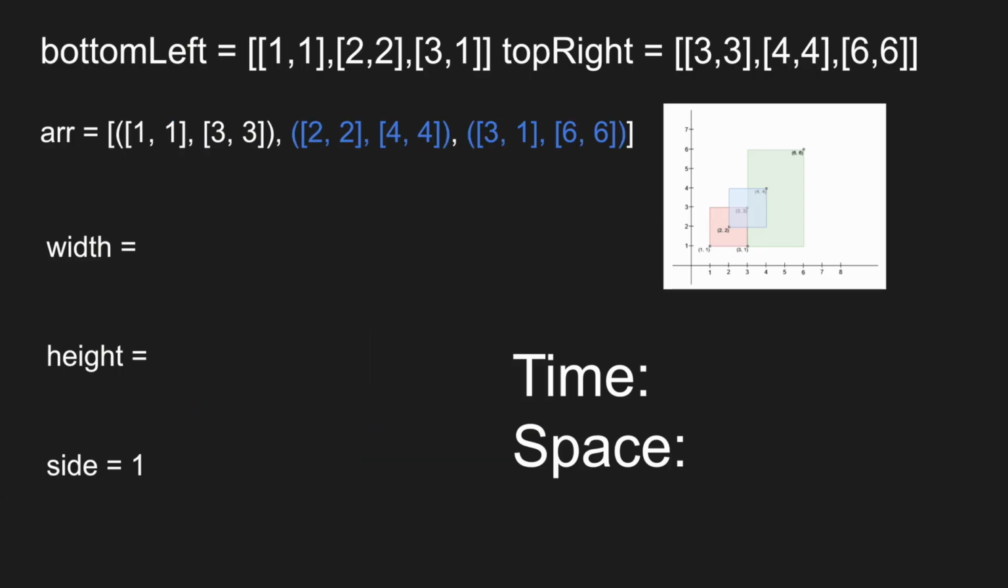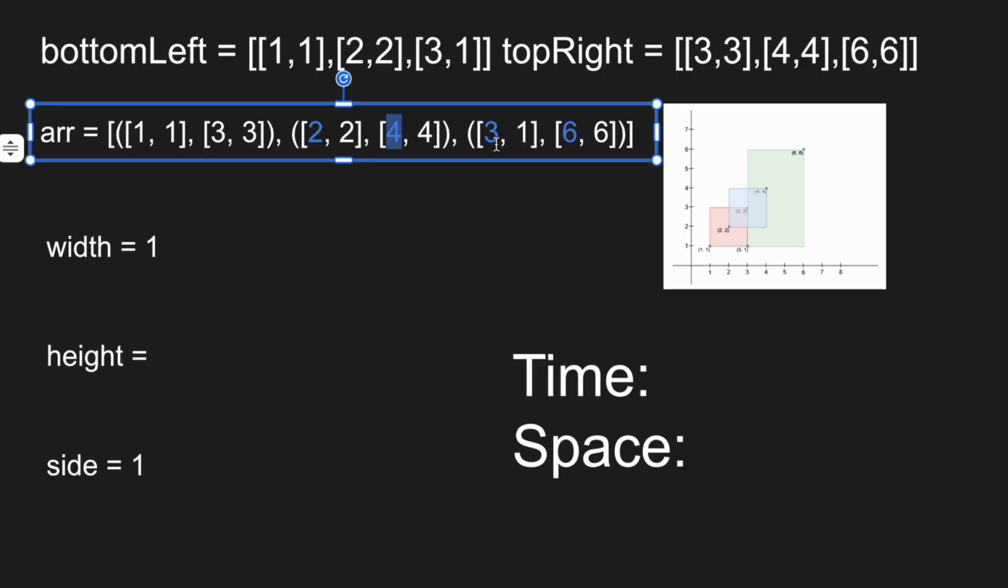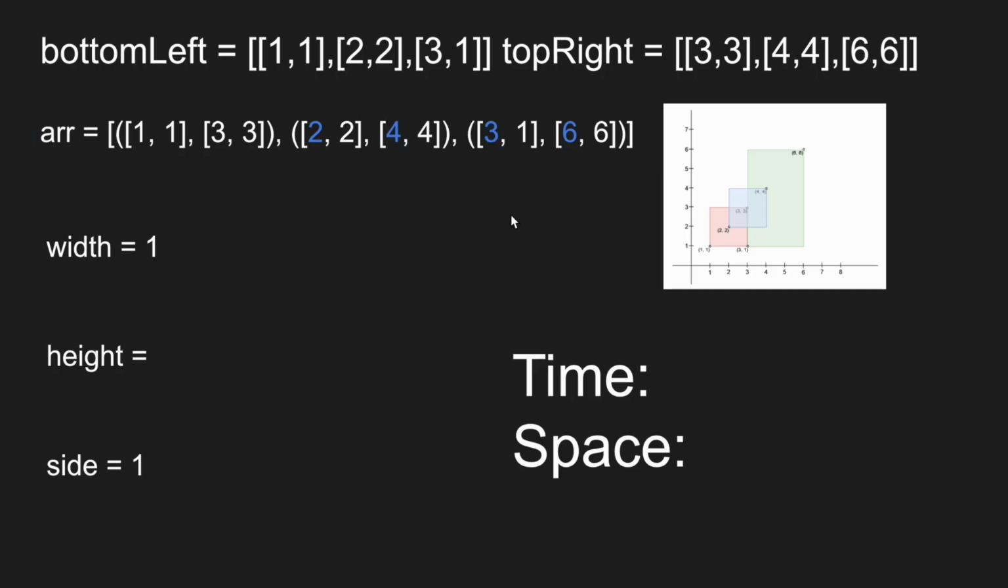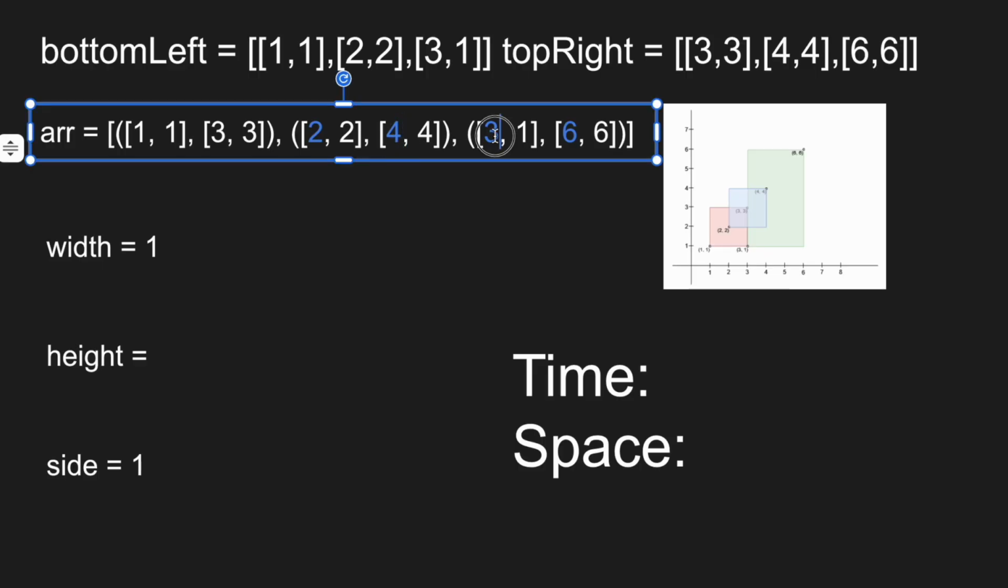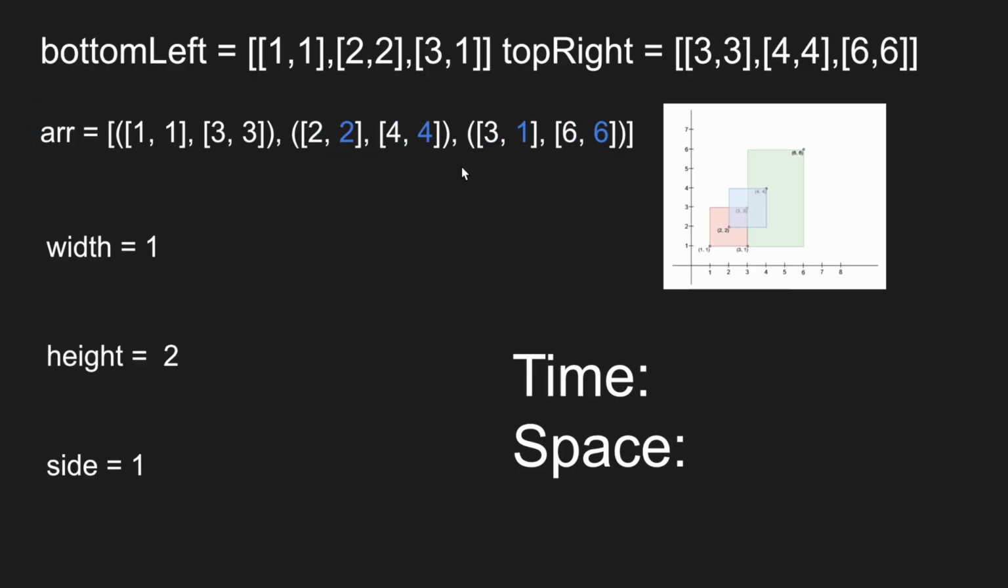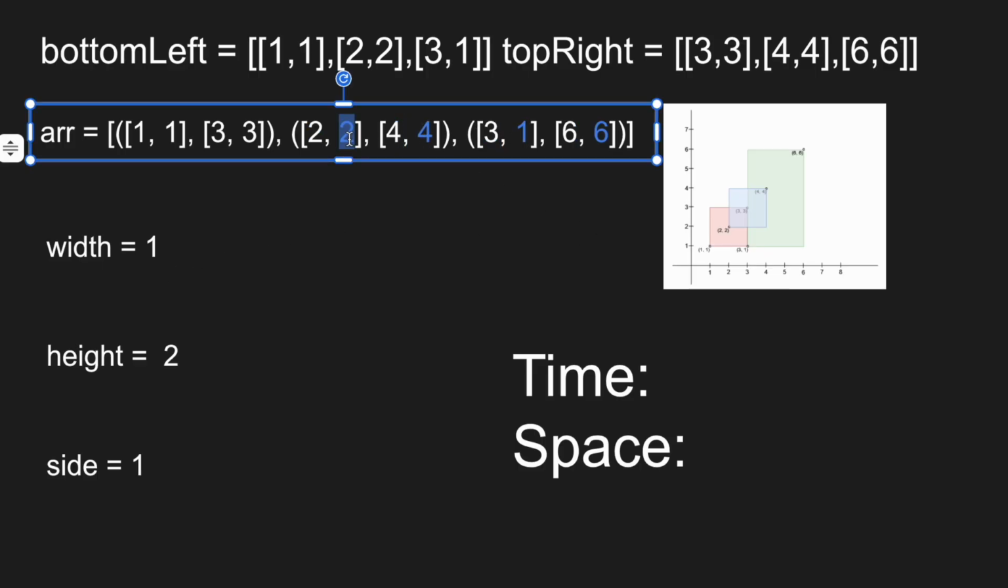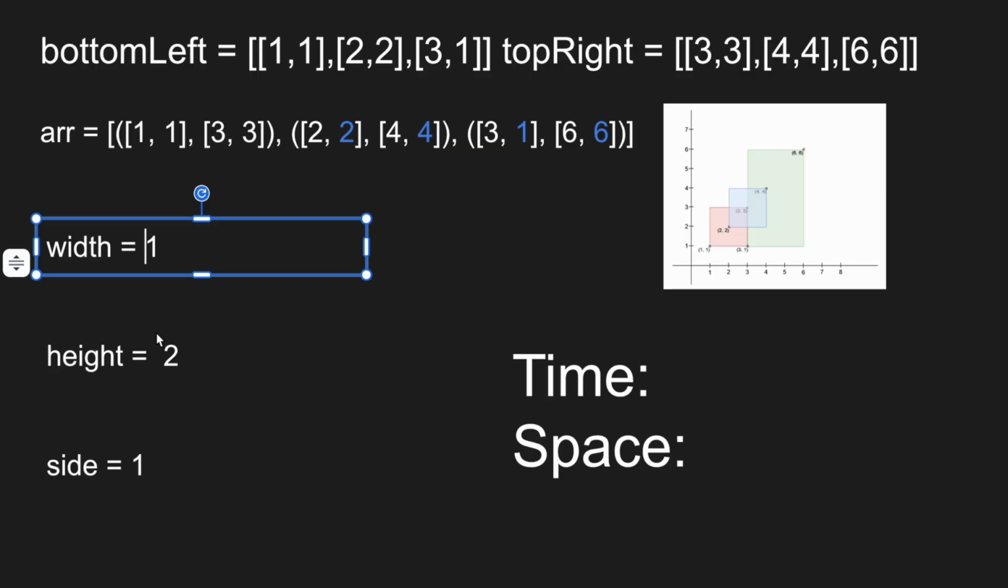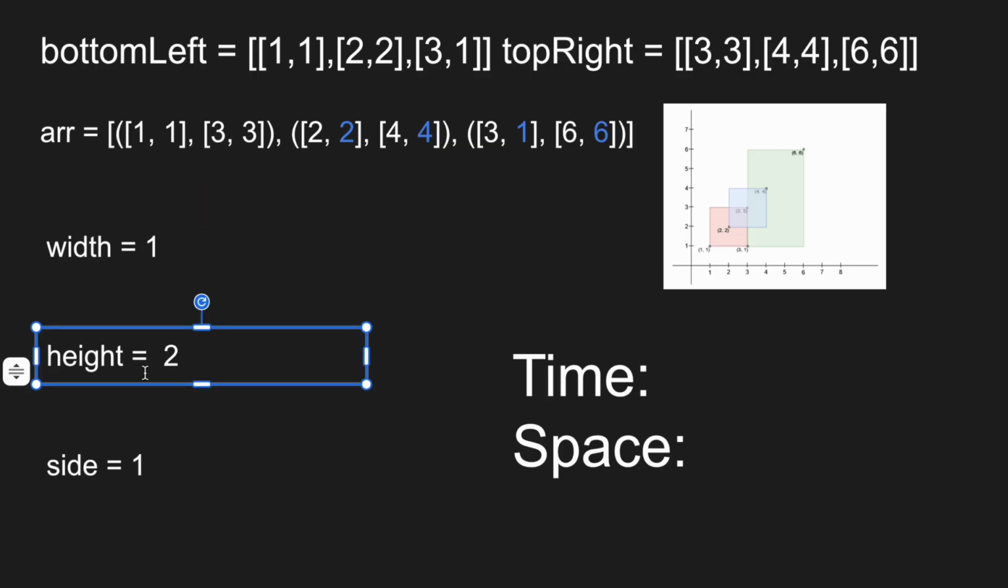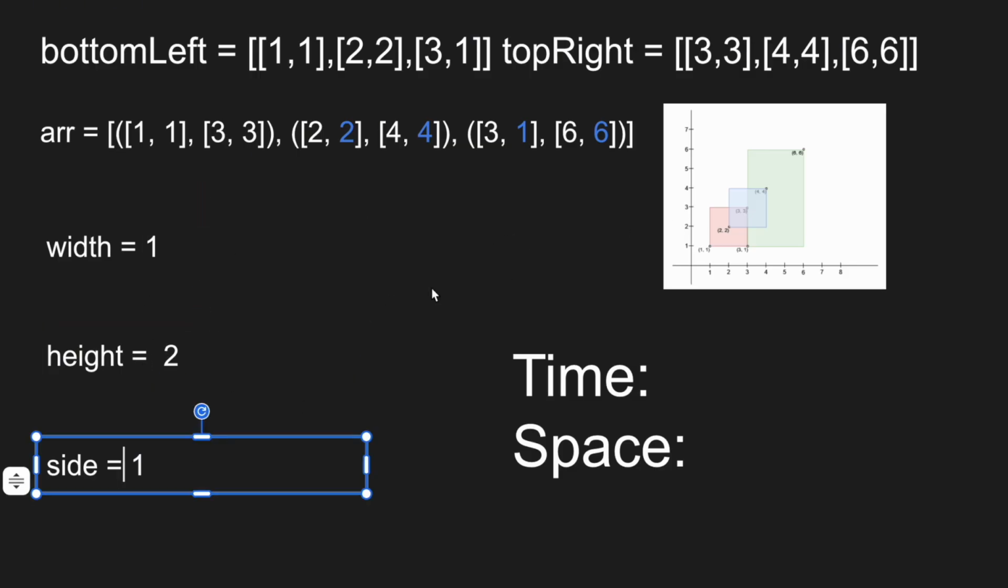Now we can look at the last pair. 4 is the smaller of the top right. 3 is the larger of the bottom left. So if we do 4 minus 3, the width would be 1. Now if we do height, this is the larger of the bottom left, the smaller of the top right. 4 minus 2 is 2, so the height is 2, but 1 is smaller than 2, so this side would still be 1. So our largest side that we have found is 1.